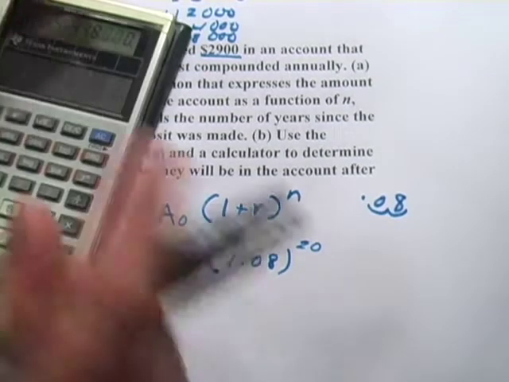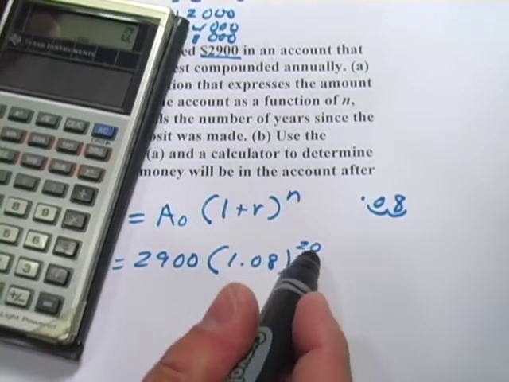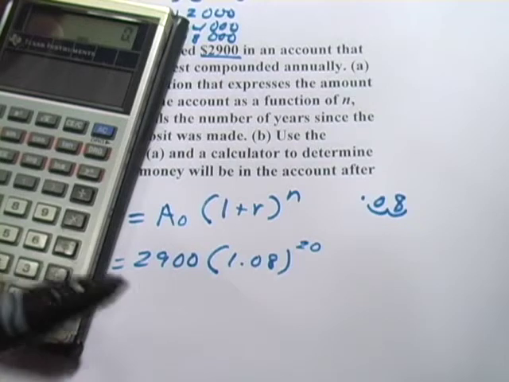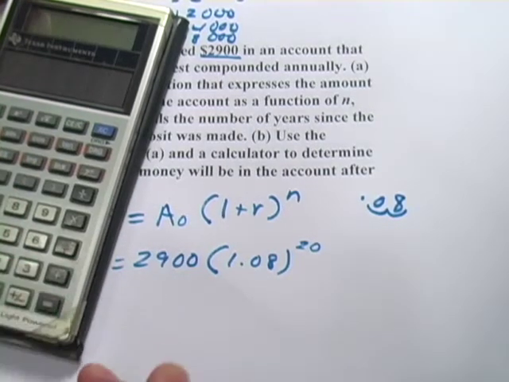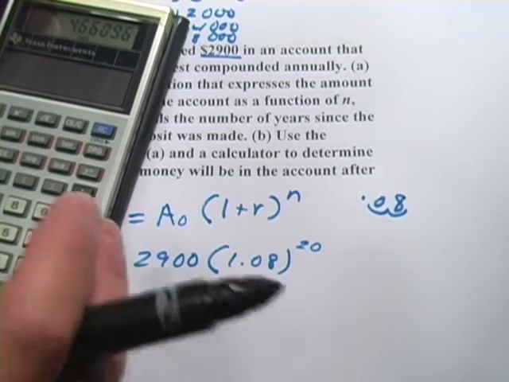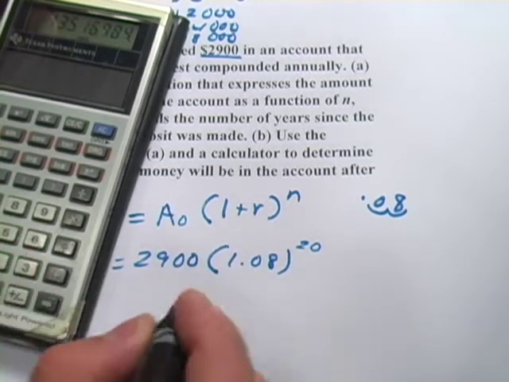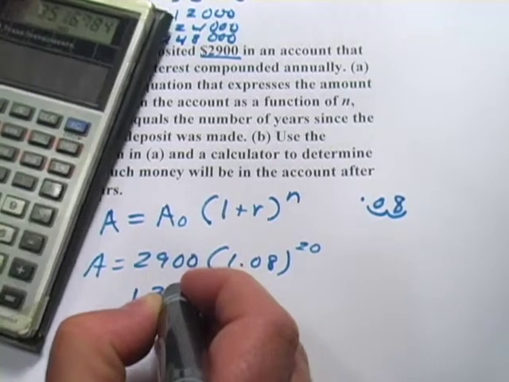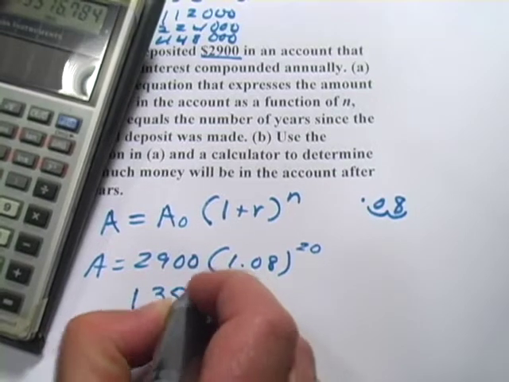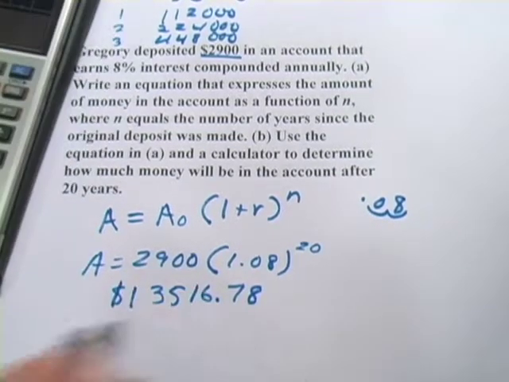Well, let's find out. So the first thing I'm going to do with my calculator is take 1.08 and raise it to the 20 power. So 1.08, y to the x, 20, equals, and then we're going to multiply that by the 2,900. And we have $13,516 and let's say 78 cents. So that's a lot of money.